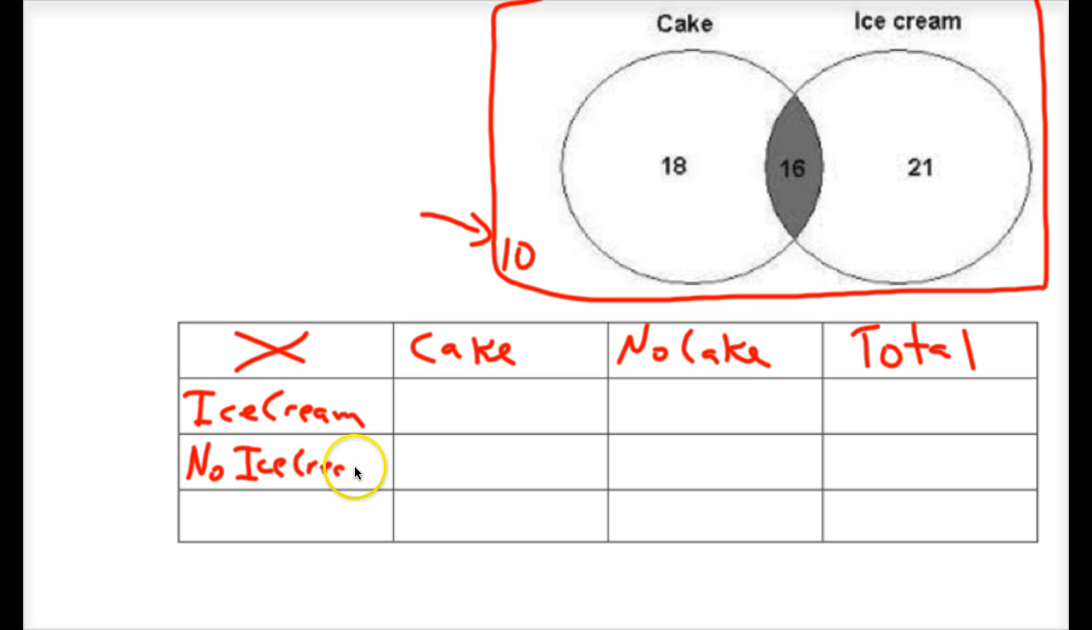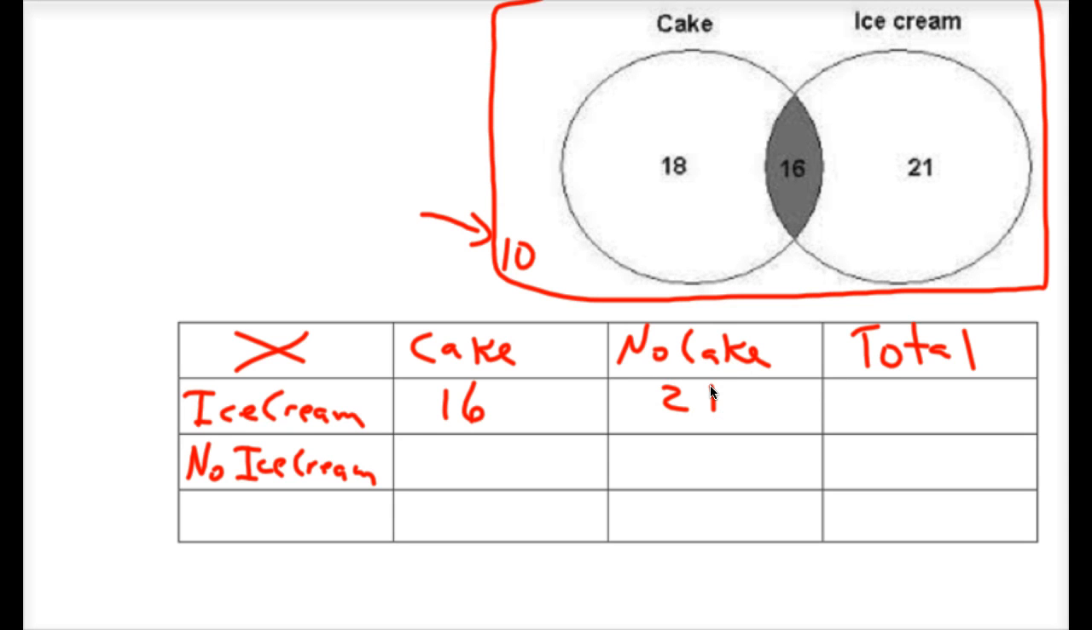Okay. Somebody put one number in the right spot in that. 16 people got ice cream and cake. Where does the 16 go? In the ice cream and cake column. Both. Don't worry about the what ifs, guys. Let's stick with the facts. Somebody give me another number that goes somewhere. 21. Ice cream and no cake. 21 people like ice cream, but they don't like cake because they're not part of the cake circle.